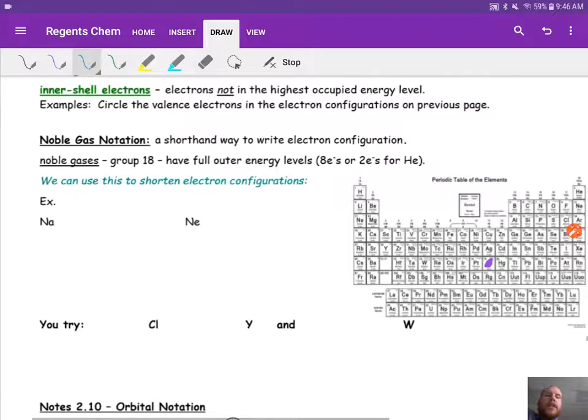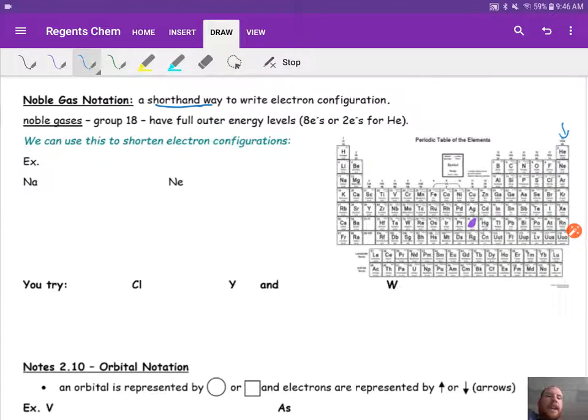Noble gas notation is a shorthand way to write electron configurations. Noble gases are called noble because they're full, they're stable. We'll talk more about that later on. So we can use them as a reference point when we write out our configurations, to shorten it. For example, if I have sodium and I write it out the long way, 1s2, 2s2, 2p6, 3s1.